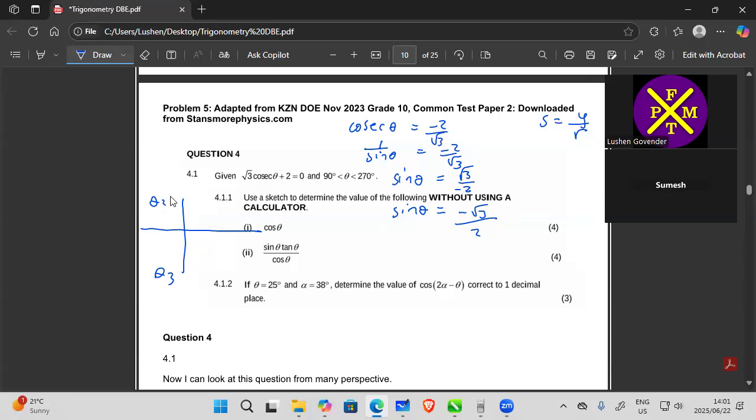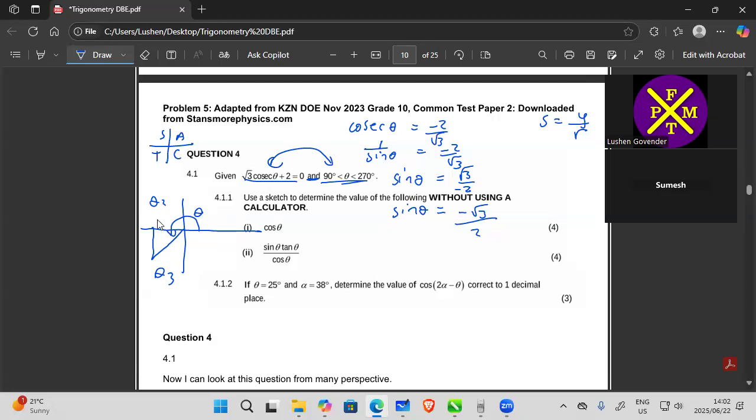You need to ask yourself, if we look at the CAST diagram, in quadrant 2 sine is positive, but yet they're saying sine is negative. So where does it have to be? In quadrant 3. In quadrant 3, sine is negative and it satisfies this restriction. So we satisfied both the restrictions, both the conditions. So this is why I'll draw my diagram here. The theta now will be where? Here, quadrant 3, like that there.